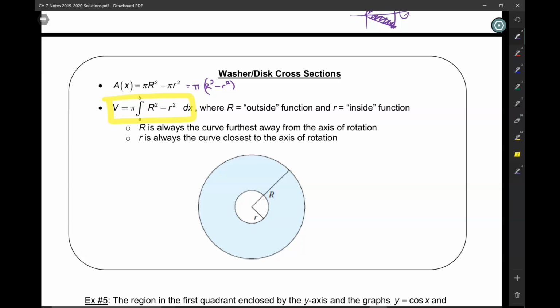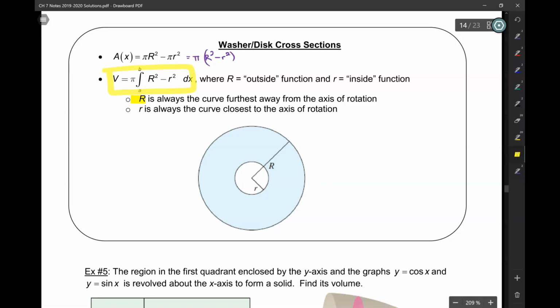This is when there are two different functions. The other ones were to the x-axis, correct. So here, this is where you're going to be doing farthest from the axis and in. So either the upper minus lower or right minus left. Okay? It all seems so simple now. So capital R is the curve farthest away from the axis. Little r is the curve closest to the x-axis.